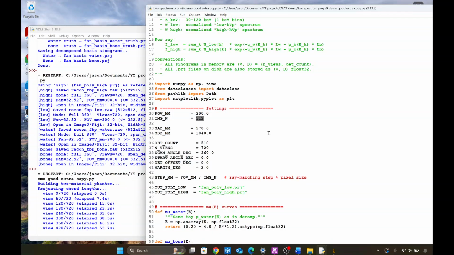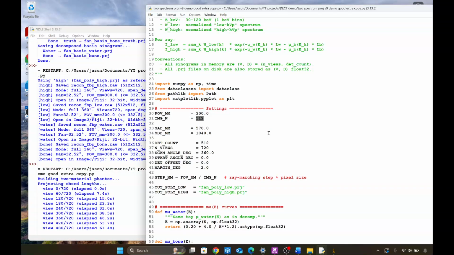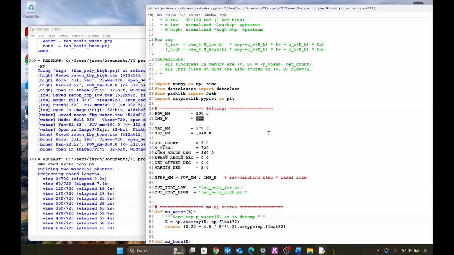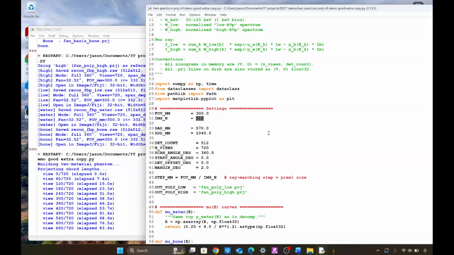For each energy spectrum, I combine the water and the bone path lengths using the standard polyenergetic forward model. Basically, we are multiplying the mu of that energy by the length and weighting by the energy spectrum. Then we take the minus log. This obtains the low energy and high energy sinograms.